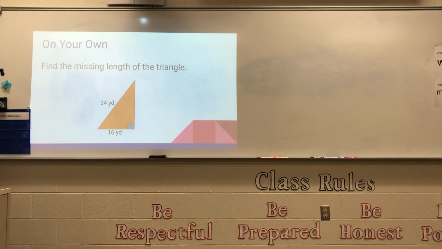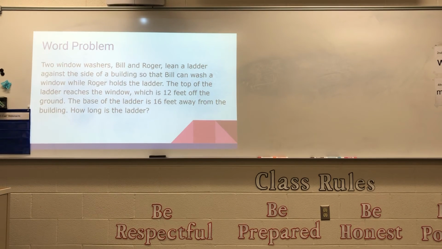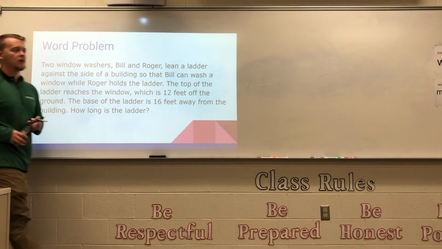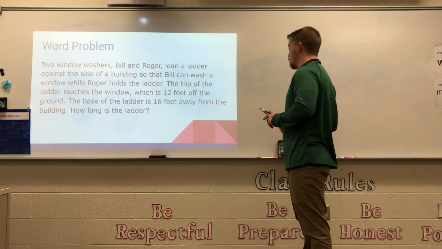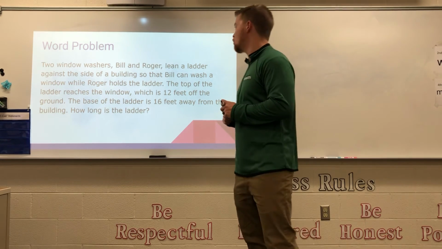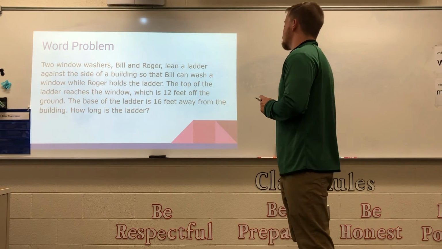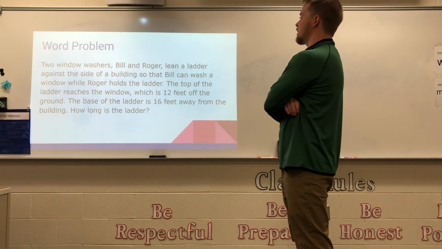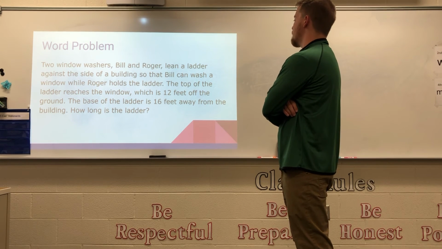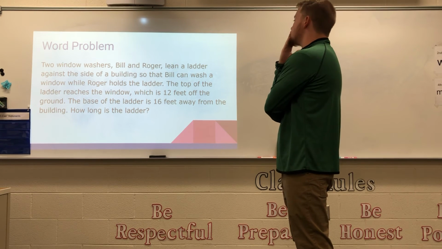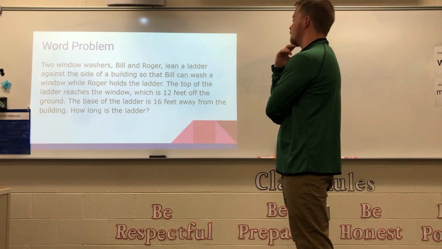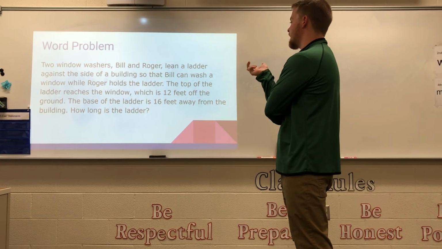So let's look at one word problem as well, because sometimes you might be given word problems in this section. So we want to make sure we're familiar with them as well. This says, 2 window washers, Bill and Roger, lean a ladder against the side of a building so that Bill can wash a window while Roger holds the ladder. The top of the ladder reaches the window, which is 12 feet off the ground. The base of the ladder is 16 feet away from the building. How long is the ladder?